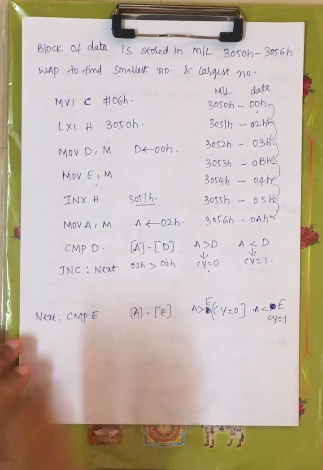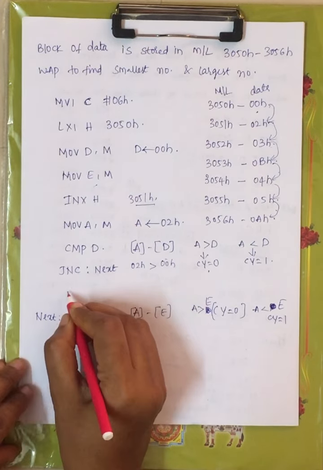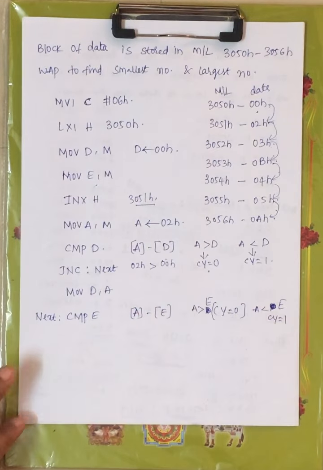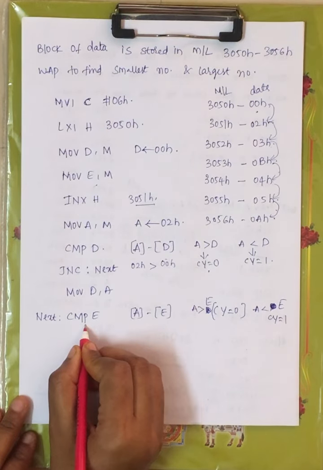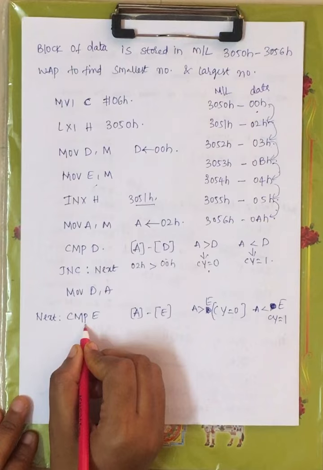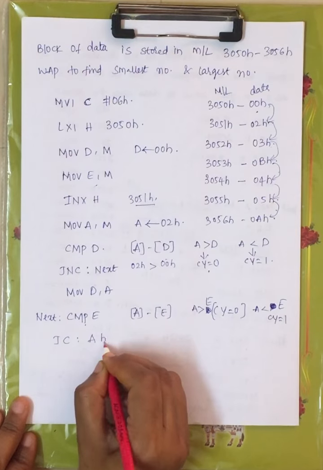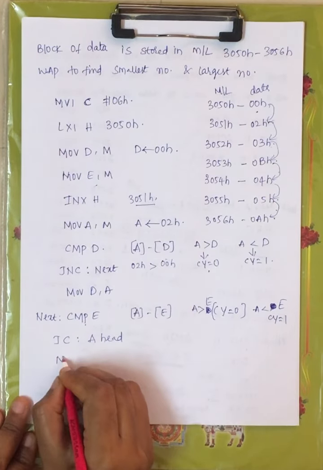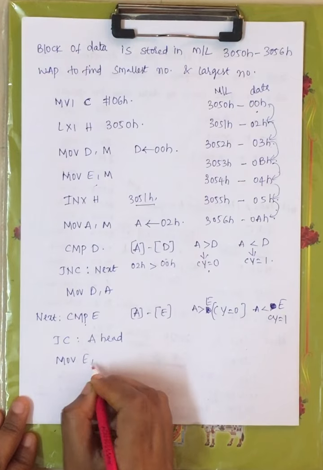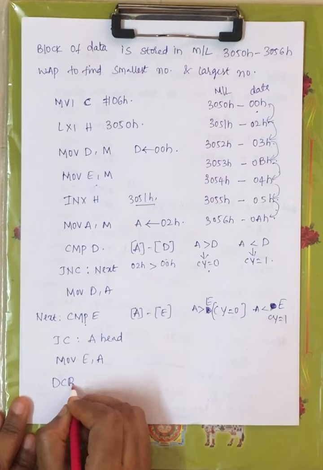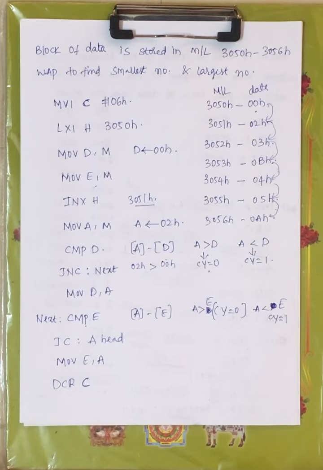Now when there is no carry, MOV D, A. Upon comparison, JC ahead, jump if carry, MOV E, A. Now decrementing the count value. Initially it is 06, now decrementing it gives 05.